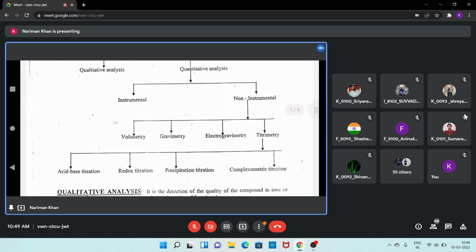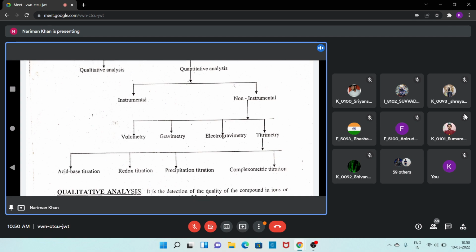Okay, so this is gravimetry. When we are provided with any clear solution or a salt and we have to determine the concentration of any constituent, we can convert that constituent into an insoluble precipitate, and through that insoluble precipitate we determine the concentration of a particular ion. This is called gravimetry. The same procedure when done with the help of electricity is called electrogravimetry.